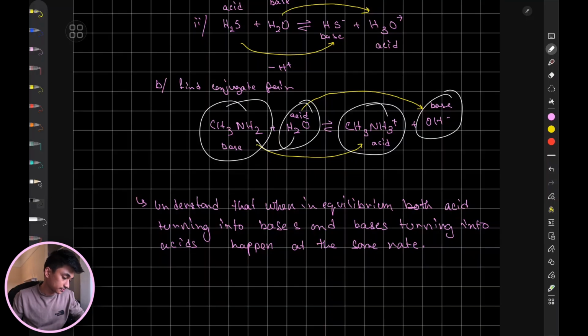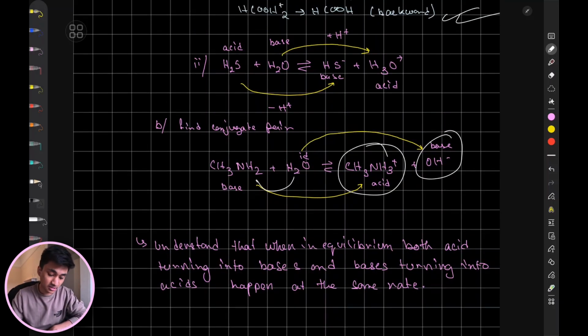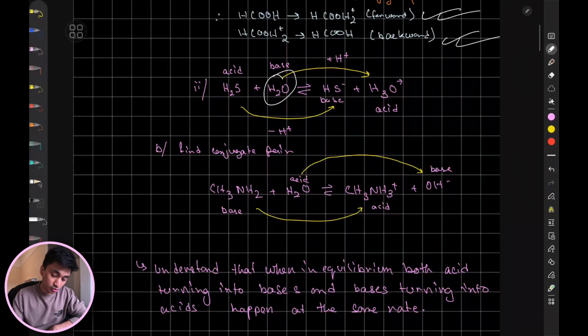So whenever you have a difference of H+, you can consider them to be a conjugate pair. And the interesting part, the reason I've shown you these two specific examples, is that over here H2O acts as what? Base. Over here H2O acts as what? Acid. The duality of water. Okay?